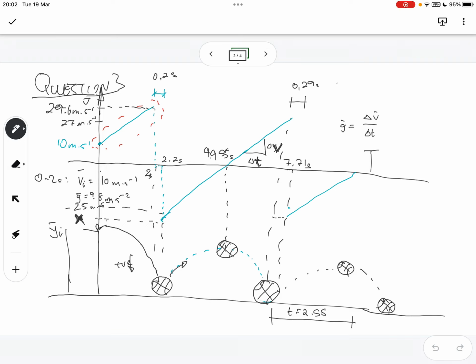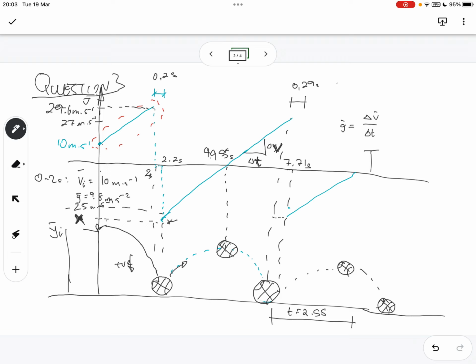On the contrary, remember we're being asked questions about the first bounce here. So please go back to the question paper. They say the value of x, which is here. Remember during the first bounce, the ball is in contact with the floor for 0.2 seconds from 2 seconds.